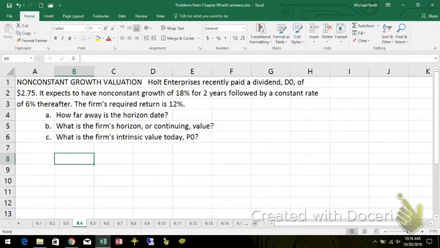This is problem 9.4 from Fundamentals of Financial Management by Brigham and Houston. And this problem is a non-constant growth valuation.